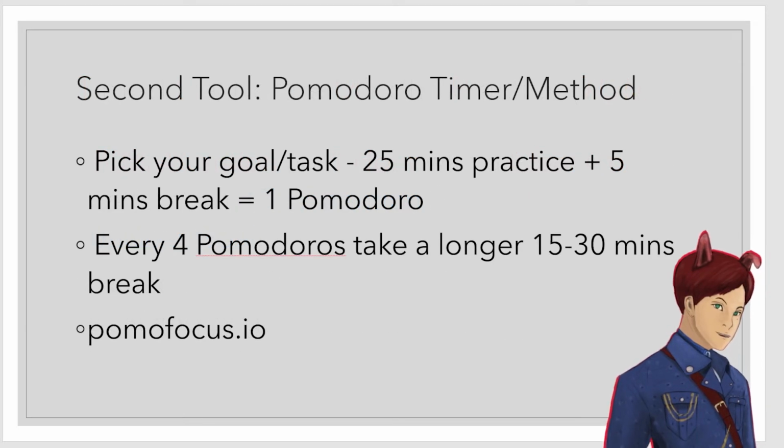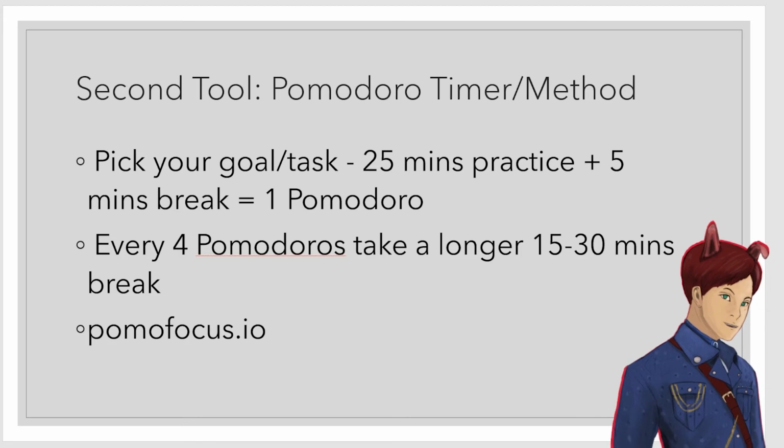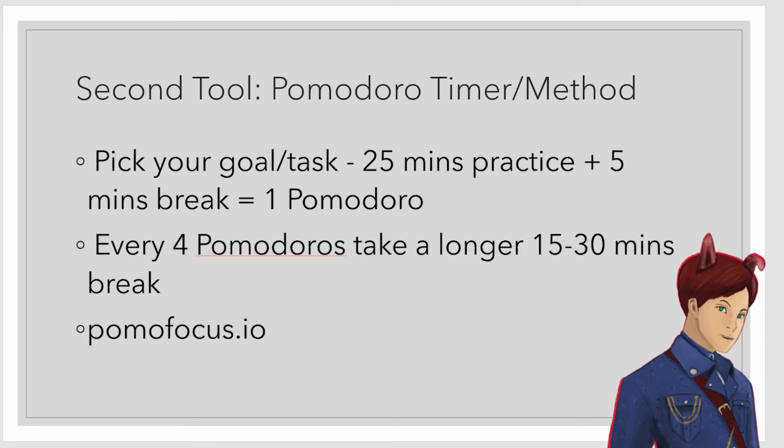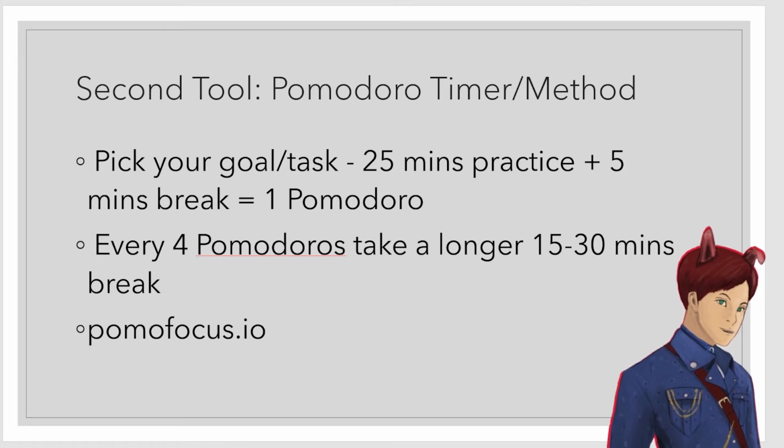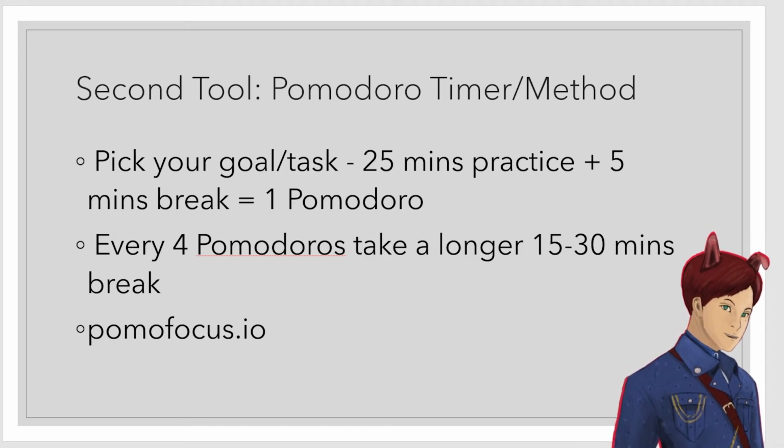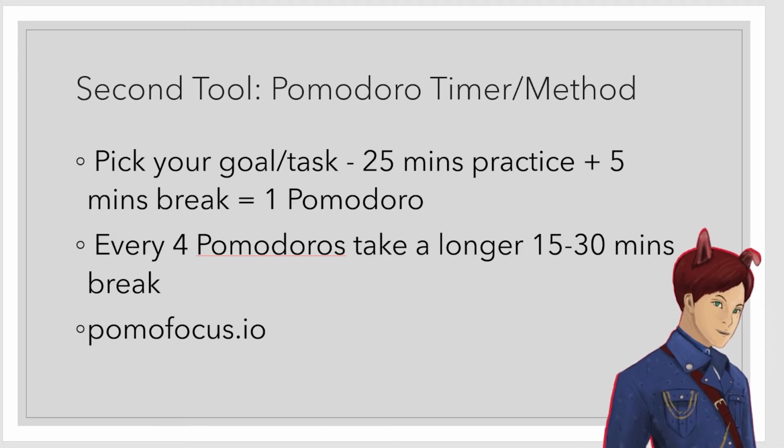So to go in line with what I just previously said about time deliberate mindful practice, we have the second tool, which is the Pomodoro timer or method. Basically, you pick your goal and task. You have 25 minutes of practice, 5 minutes break, 25 minutes of practice, 5 minutes break. Do this 4 times, then you take a longer break at the end of those 4. So if you go to pomofocus.io, you have a very good self-explanatory timer to help you do this.